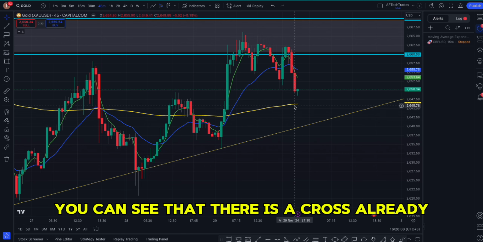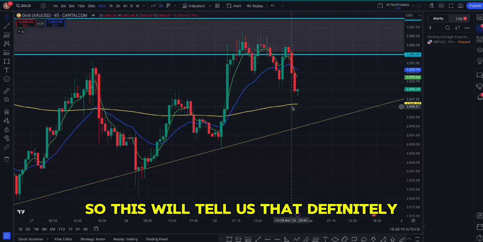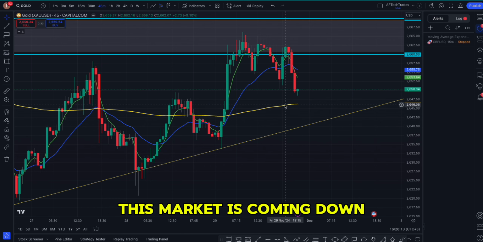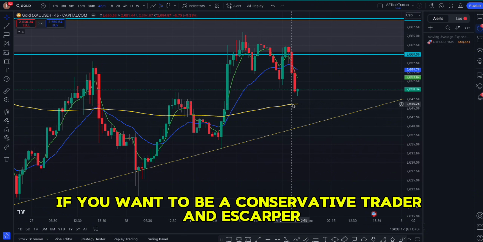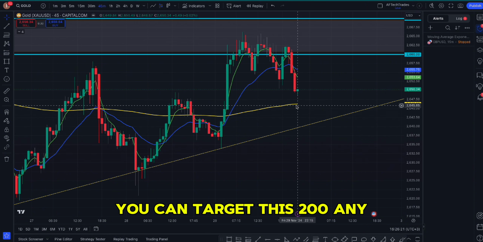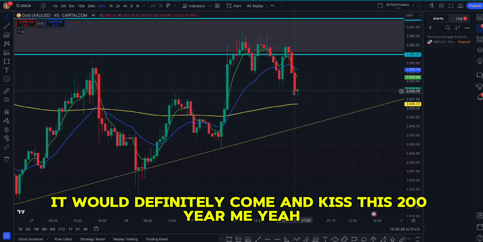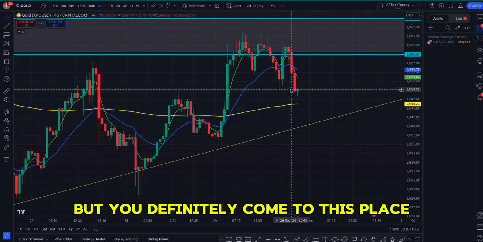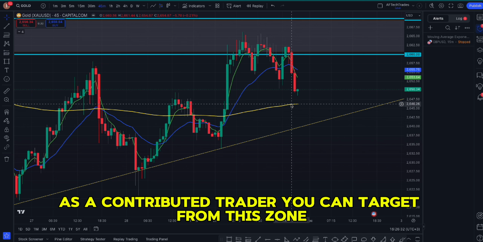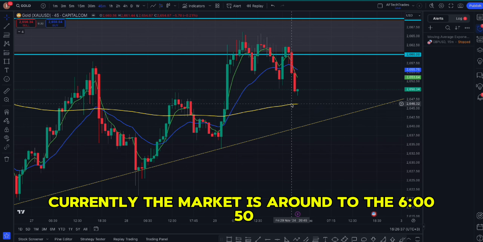If you want to be a conservative trader and a scalper, you can target this 200 EMA. It will definitely come and kiss this 200 EMA. Here is the final target, but it will definitely come to this place. As a conservative trader, you can target from this zone, currently the market is around 2650, to 2646. You can target around that zone.